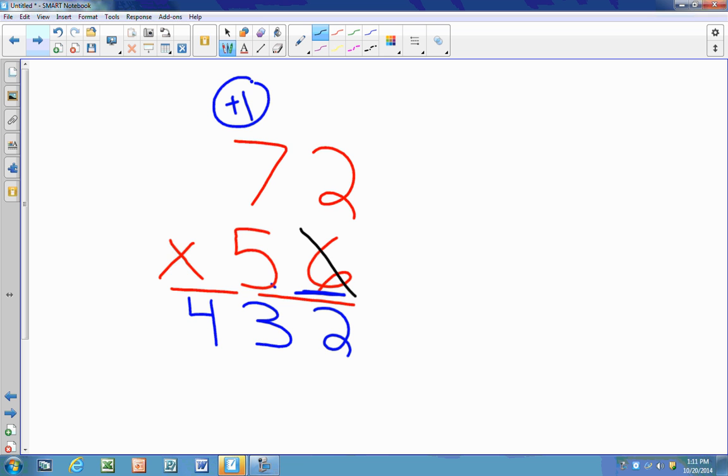And I can X out my 6, and now I'm really doing 72 times 5. Notice I cross out the numbers up at the top as well. So now since I'm starting right here in my tens place, it means I need to start in my tens place, so I have to put a 0 to start my row.